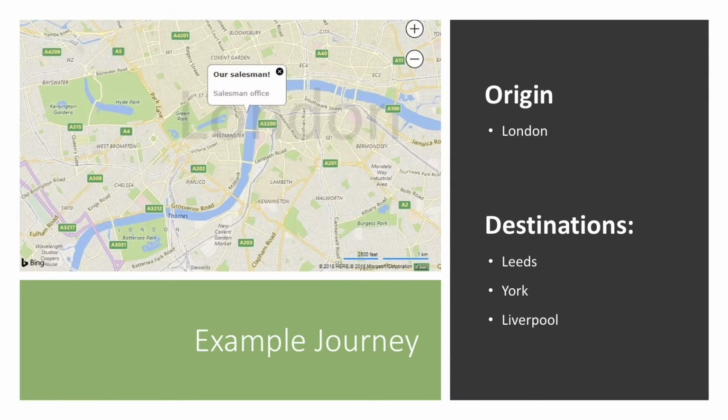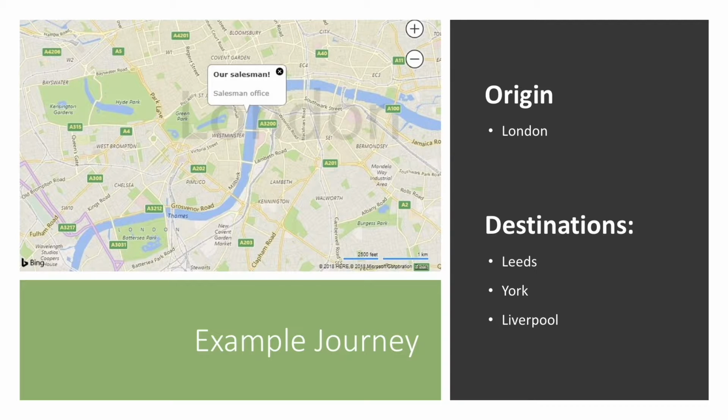So if we look at our salesman, he's got a starting location of say London, but he has to reach Leeds, York and Liverpool in one day. And one of the first things that we want to do is figure out what's the quickest place that he can get to. And this is one of the problems that this API lets you solve.